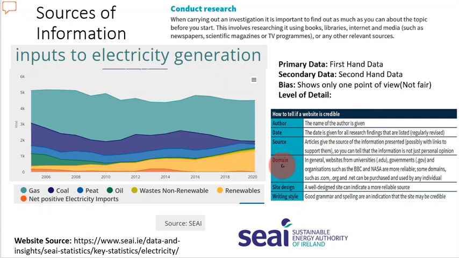Date: the date is given for all research findings that are listed, and they're regularly revised as well. So when you get information from online, you want to check whether it is up to date. Has it been generated in the last year, or has it been generated like 10 years ago? The source of the information: articles and websites give the source of the information presented, possibly with links to support them.